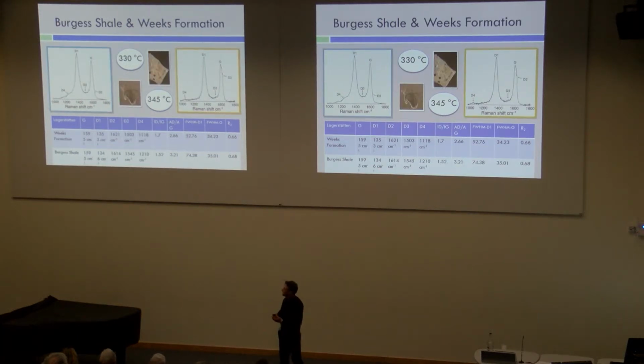Burgess Shale and the Weeks Formation, once again, very similar. What to note with the Weeks Formation is that this trough between the D1 and G is getting lower, which means that the D3 and the D4 bands are having less of an influence. And also you start seeing this little shoulder here of the D2. This happens when you increase the temperature: the G band actually lowers in wavelength and separates from the D2. So that's another evidence for increasing temperature.